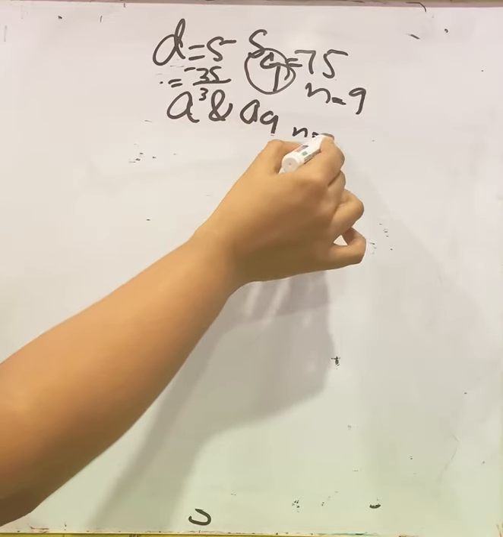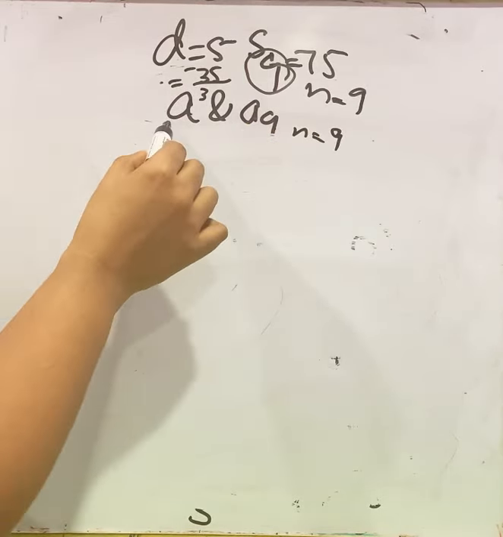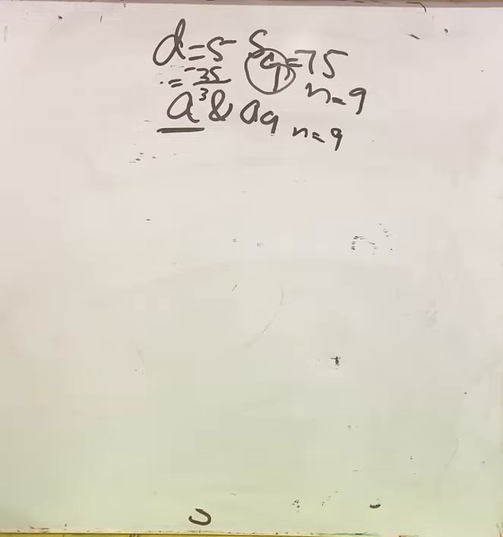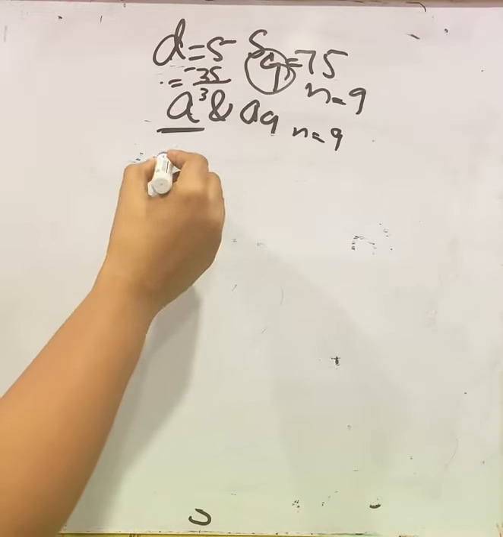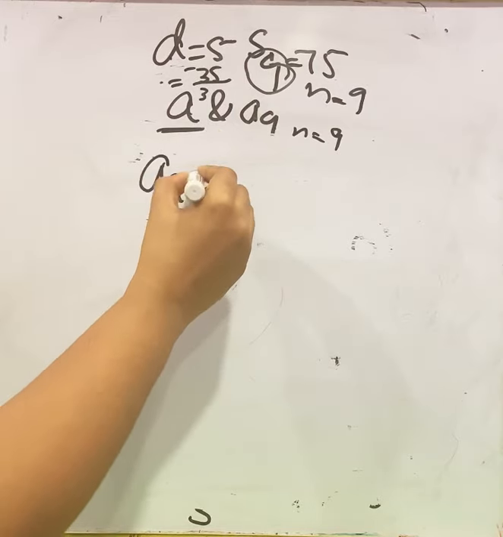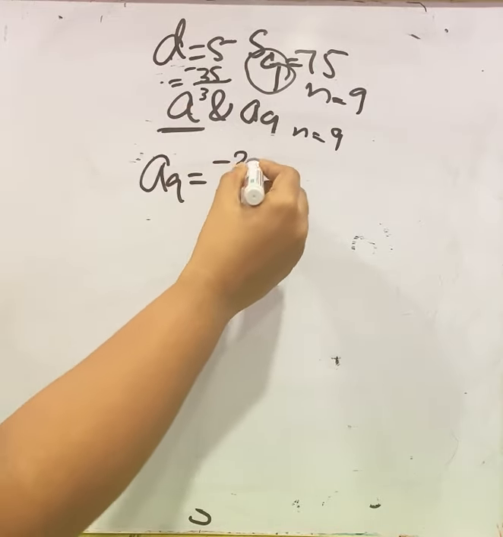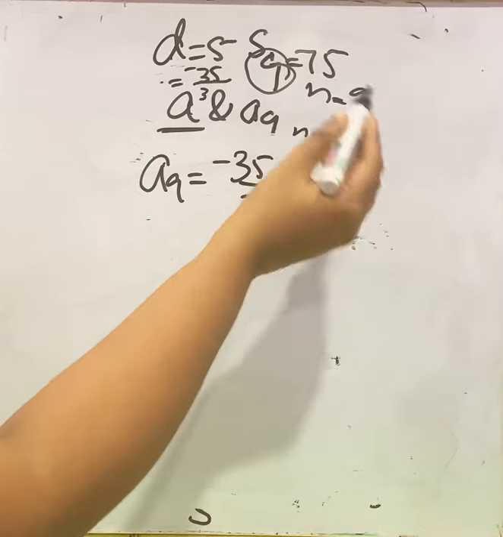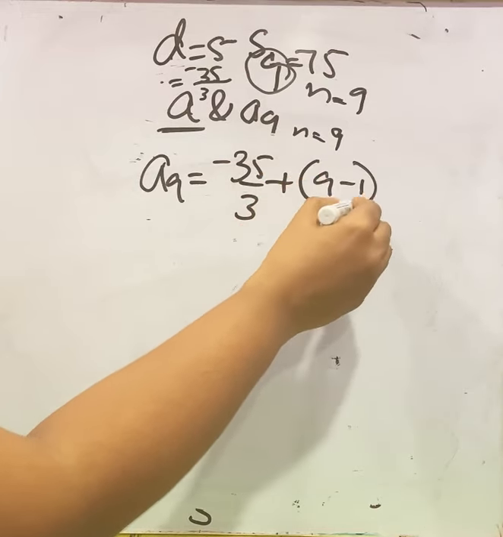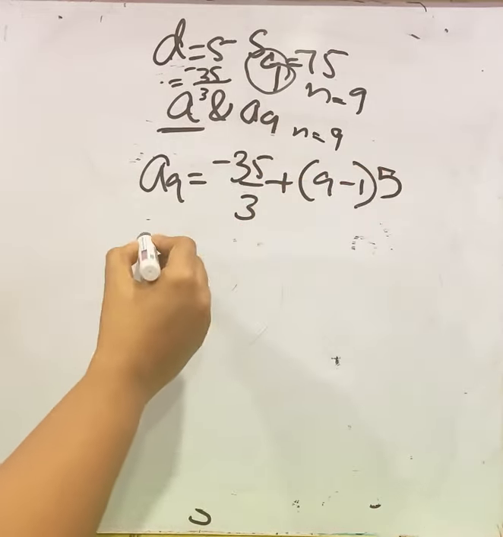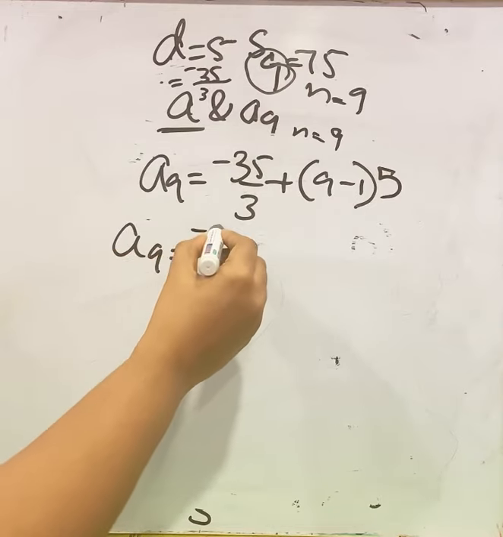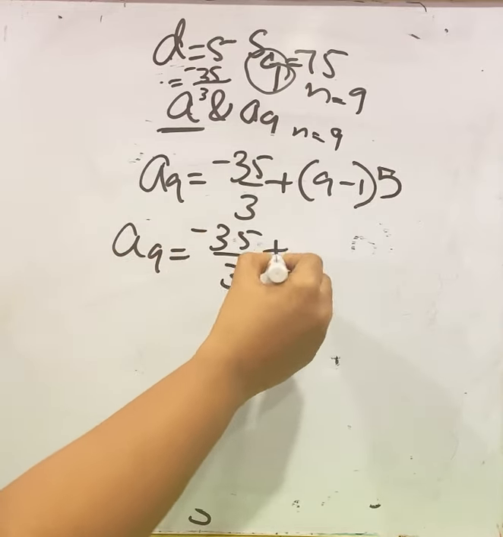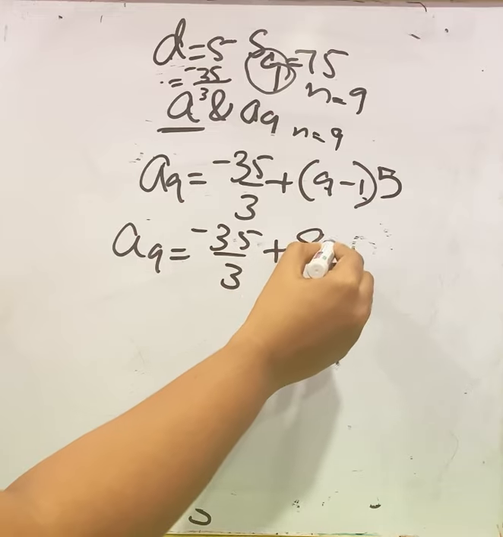So here n equal to 9 again. And now consider a equal to negative 35 by 3 and d equal to 5. We can apply the formula. That is a9 equal to a plus (n minus 1) into d. A is negative 35 by 3 plus 9 minus 1 into d is 5. So a9 equal to negative 35 by 3 plus 9 minus 1, 8 into 5.